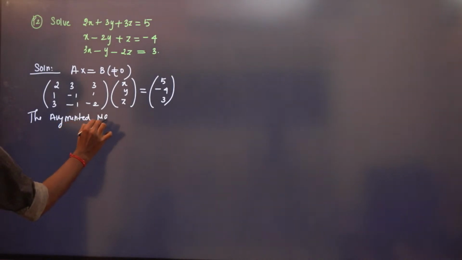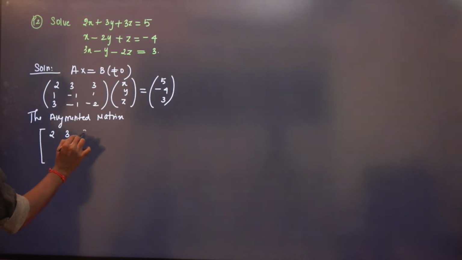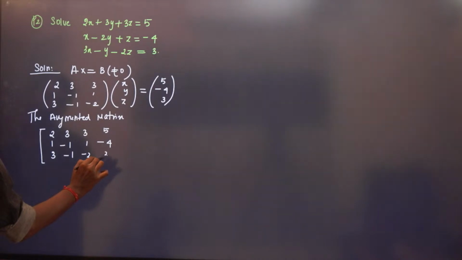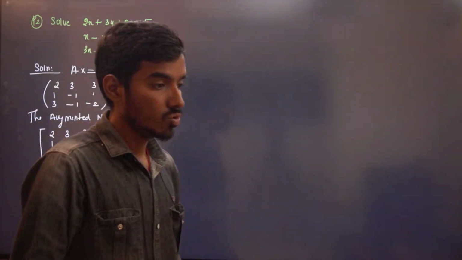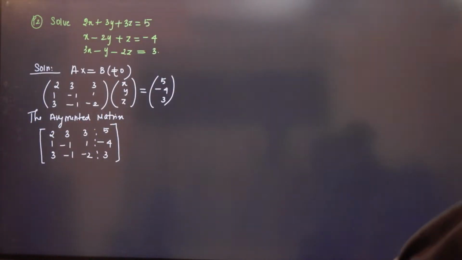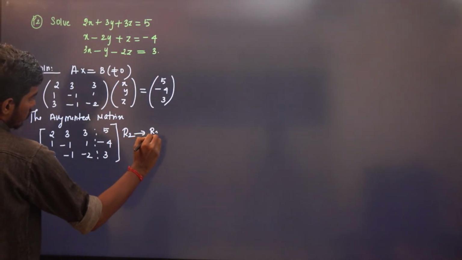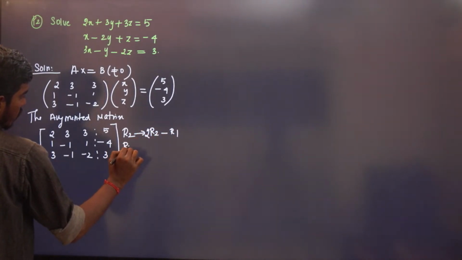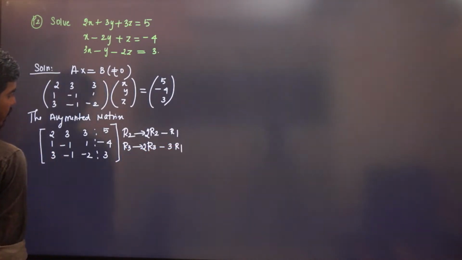So the augmented matrix is given by 2, 3, 3, 5; 1, -2, 1, -4; 3, -1, -2, 3. This is your augmented matrix, right? Reduce the augmented matrix to row echelon form. So first we will reduce this to row echelon form. R2 is transformed to 2 times R2 minus R1. R3 is transformed to 2 times R3 minus 3 times R1.